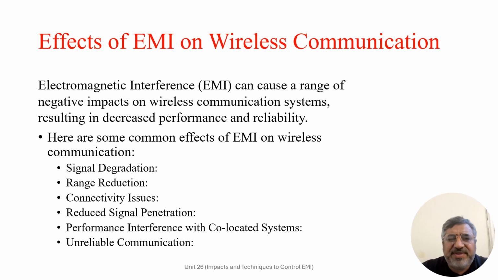And finally, unreliable communication. EMI can make wireless communication really unreliable in certain situations. It's sometimes unpredictable. Interference can introduce intermittent disturbances, signal fluctuation, and sudden dropouts, leading to unpredictable communication. This unreliability can hinder critical applications and services that require consistent and dependable wireless connectivity.